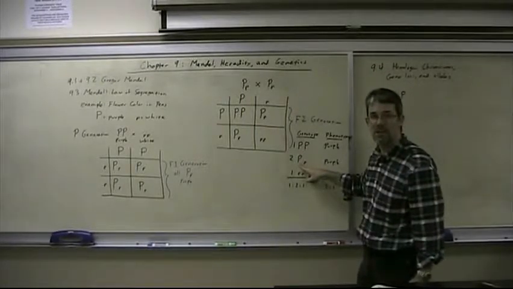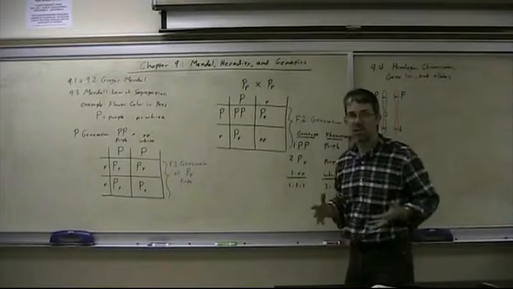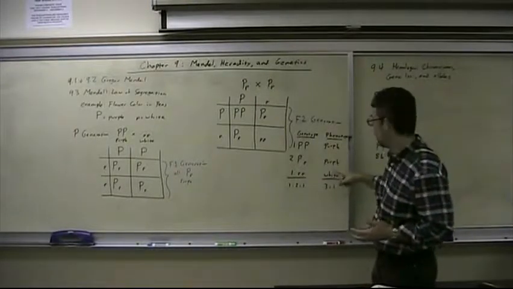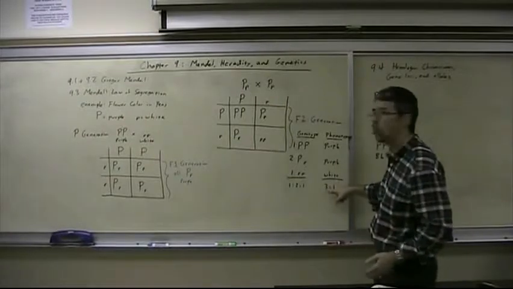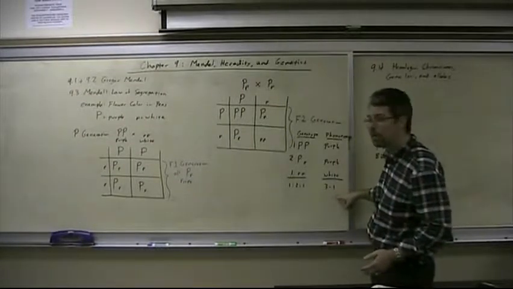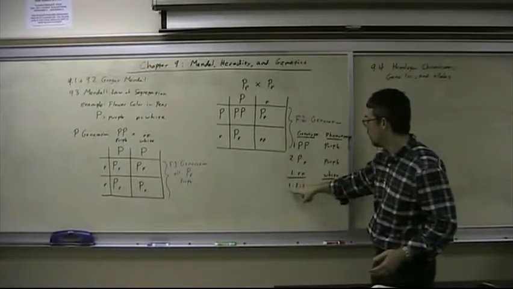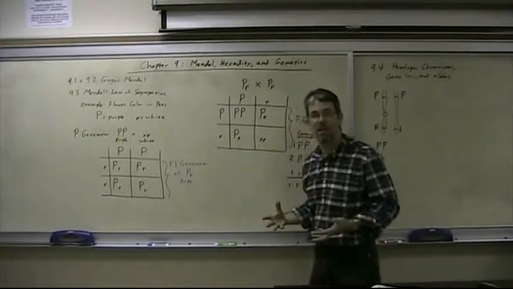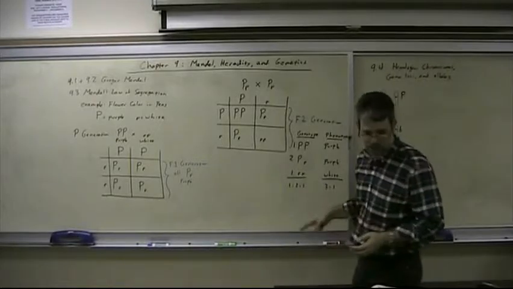Those are genotypes. But we don't see genotypes. We see traits. We see phenotypes, purple or white, in which case our phenotypic ratio is 3 to 1, but our genotypic ratio is 1 to 2 to 1 in this cross. So this is how to fill out a Punnett square and figure out the ratios.